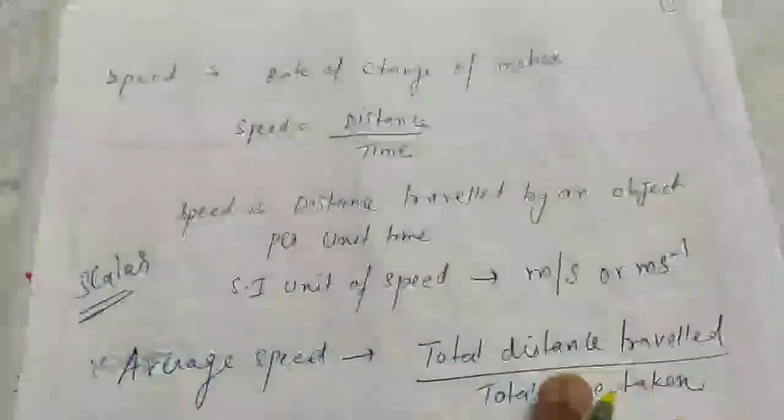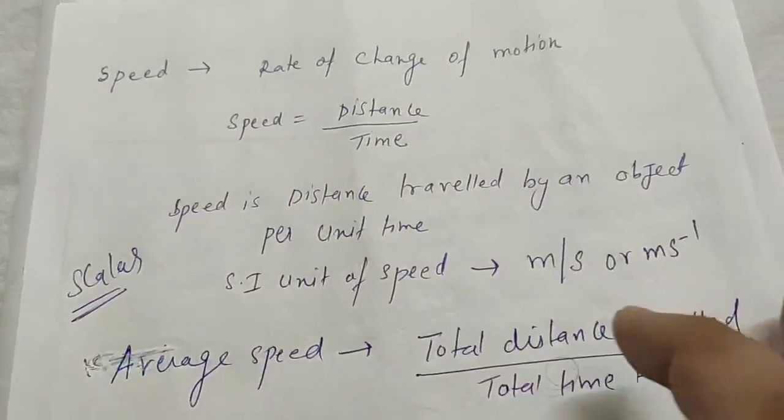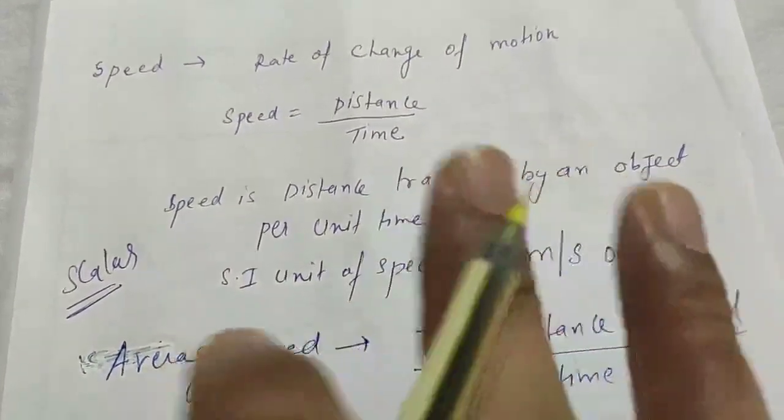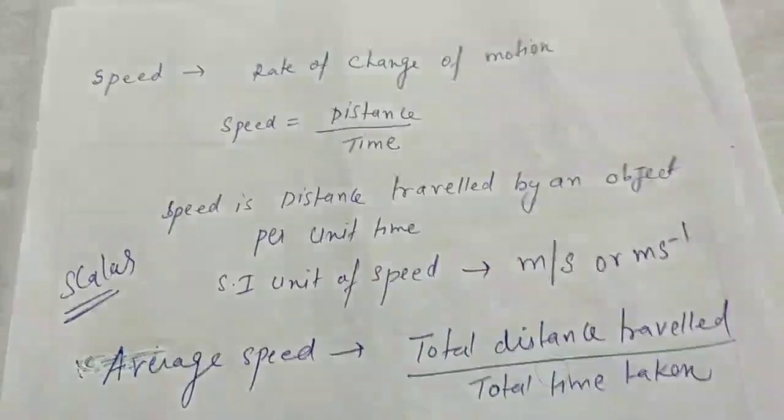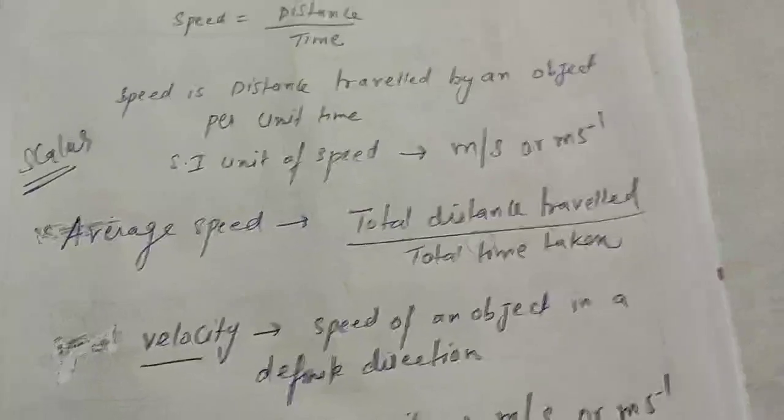and it is a scalar quantity. Why? Because there is no direction mentioned, because of the distance. They are not talking about displacement. So the speed is a scalar quantity. Then the average speed also you have studied.